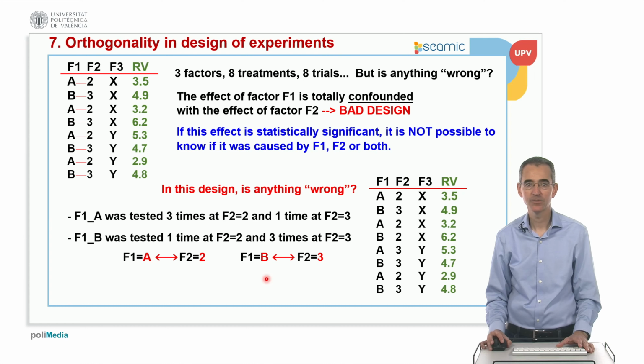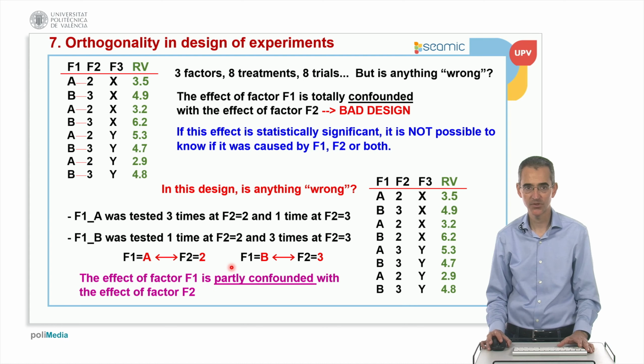So actually we can say that F1 with the variant A is more or less associated with the second variant of F2, and then F1 with B is more or less associated with the variant 3 of the second factor. So there is not total confusion in this case. It's not total confusion, but it's partial confusion. So we will say that the effect of the first factor is partly confounded with the effect of the second factor. And this is also a problem.